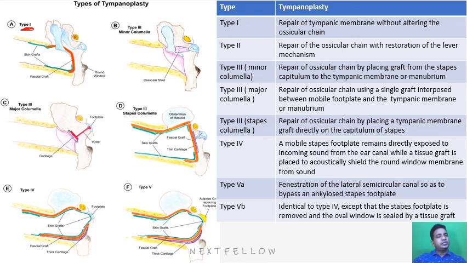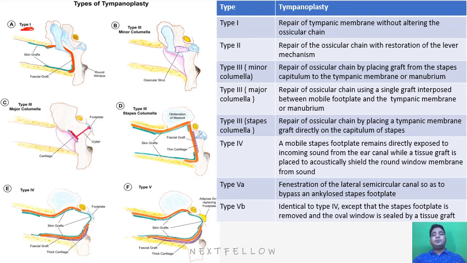The complete ossicular chain is intact here. So what we have done is we have put a graft. Usually, we put the graft medial to the handle of malleus. In the diagram, you can see the handle of malleus is outside, or we can say lateral, and my graft is placed medial to the handle of malleus. So by onlay or inlay, the preferred technique is to put your graft medial to the handle of malleus.